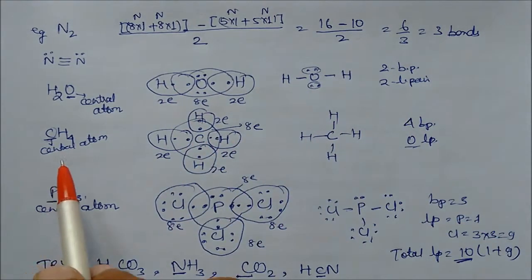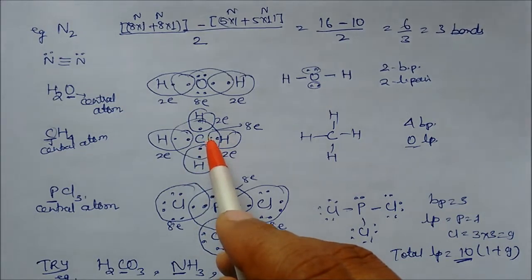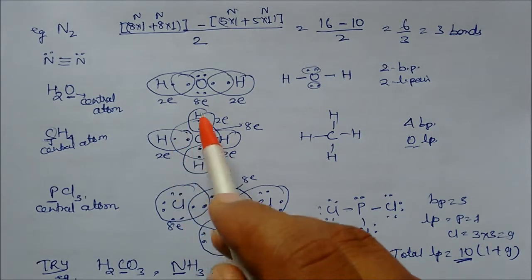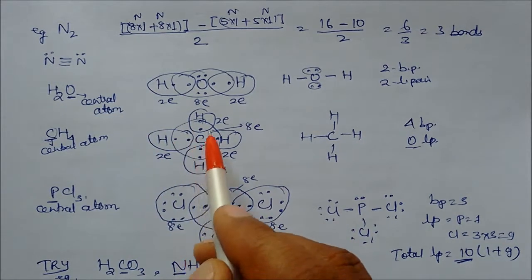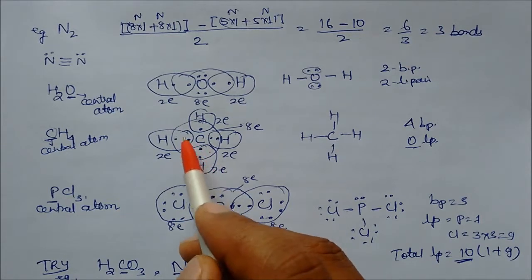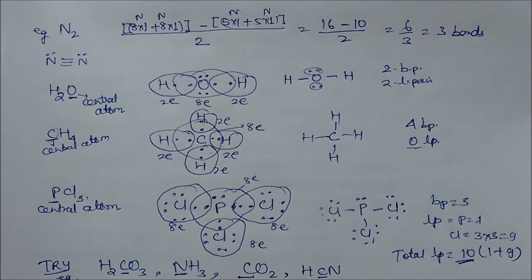Similarly, you can see here methane gas, CH4. Carbon is central, as it has fewer atoms. Carbon has 4 valence electrons, so 1 electron is shared by each hydrogen. So here carbon has 8 electrons, 2 electrons, 2 electrons, 2 electrons and 2 electrons, so there are 4 bond pairs but 0 lone pairs.